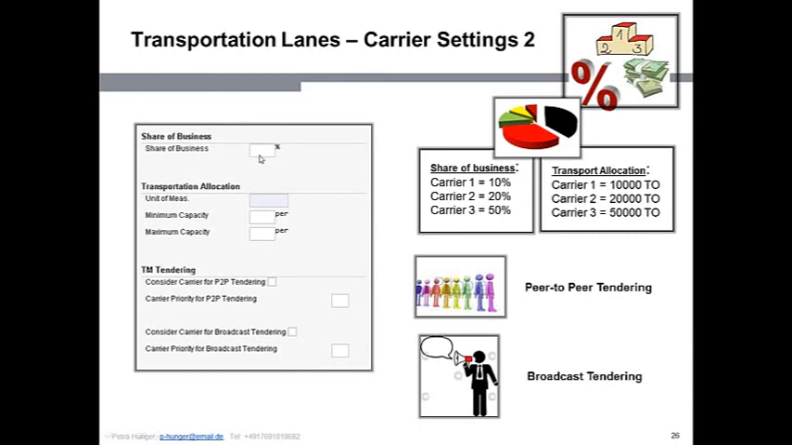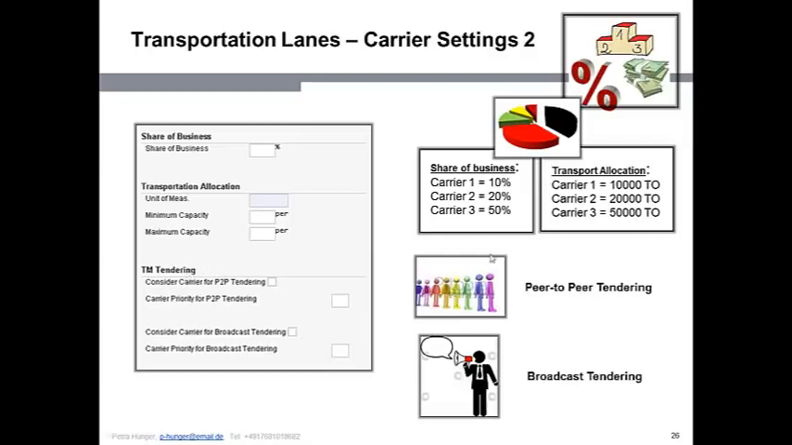So let's come to the next slide where we could look at further carrier settings, which we have seen on the system just now. We said we can give a certain business share to certain carriers, and we said as well that we can allocate certain quantity to a customer. Actually, the allocation is exactly the same thing as the business share, but for the allocation, you actually define 10,000 tons, 20,000 tons, or 30,000 or 50,000 tons instead of percentages.